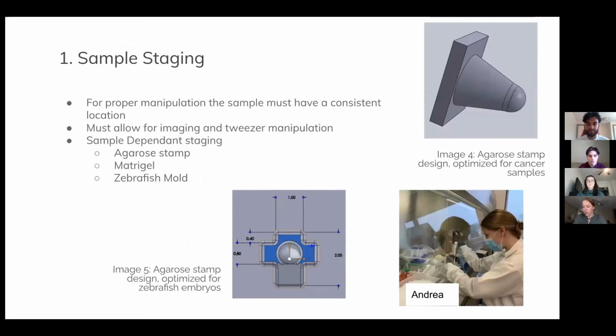So the first part of our project is the sample staging. Proper manipulation and mechanical testing requires a sample to be stable and remain in a consistent location for more accuracy. The top right image shows an agarose stamp optimized for cancer spheroid staging, and the bottom image represents the stamp design, which was optimized for the embryonic tissue samples.